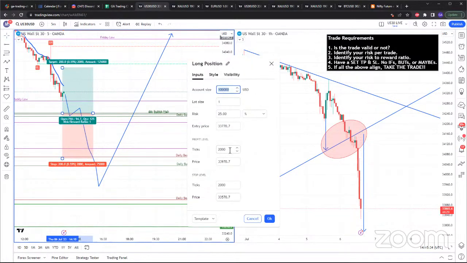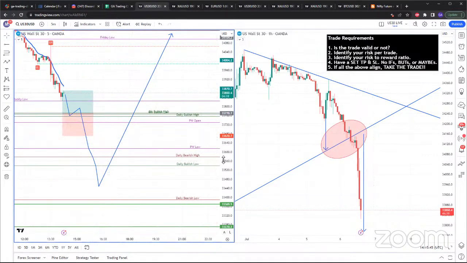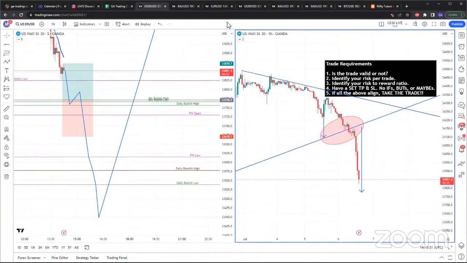On the other hand, you can probably do like 100 pip TP and stop loss. 100 pips TP and stop loss right here might be enough for you to hit TP before you're stopped out. So anyway, yeah, but US 30 exactly dropped from there.